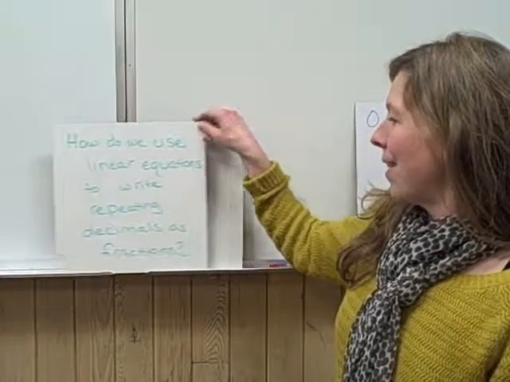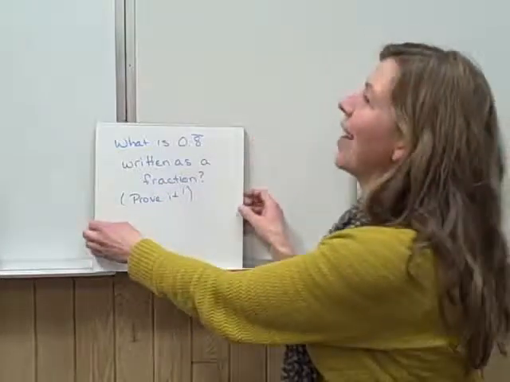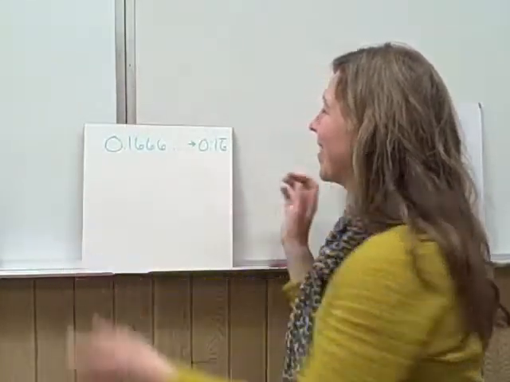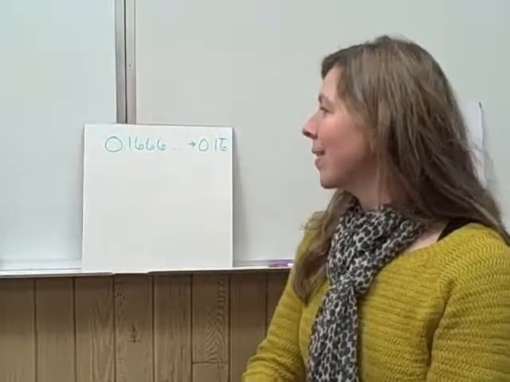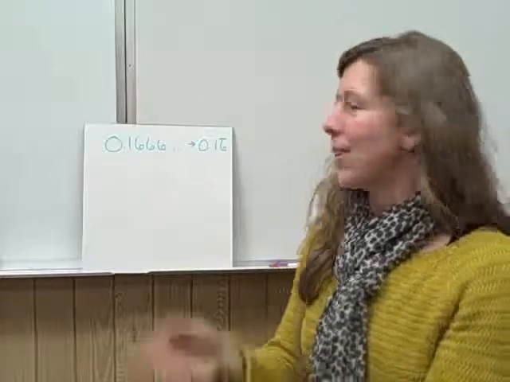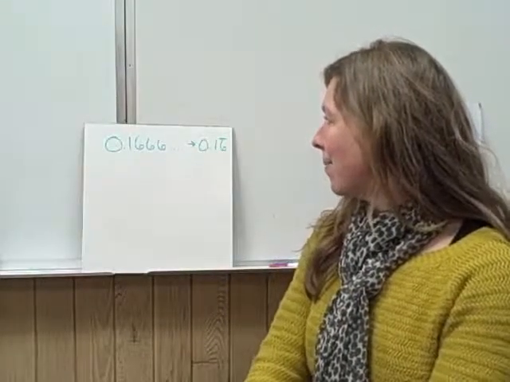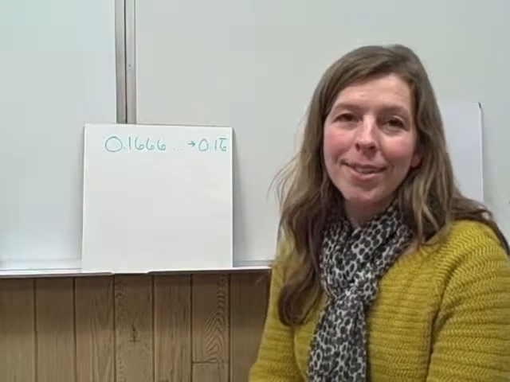I think I wrote one on the other side of this. That is not the one I wanted to show. This is the one I wanted to show. Okay, so here is a repeating decimal, 0.16666, and it goes on forever, as you know, and we write it with the bar over the digit that repeats. But what I'm asking is, how do you write it as a fraction?